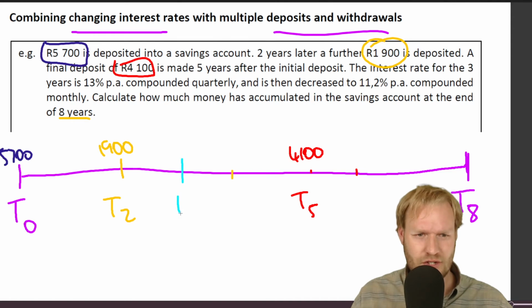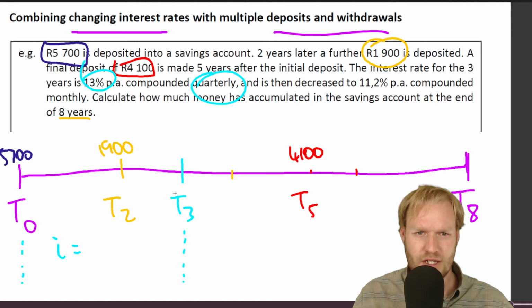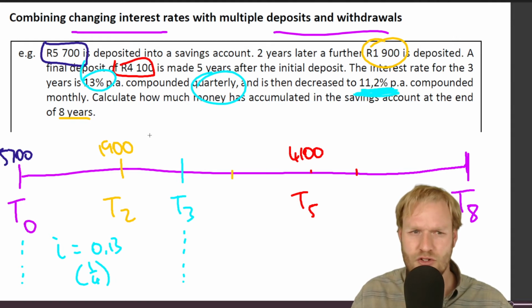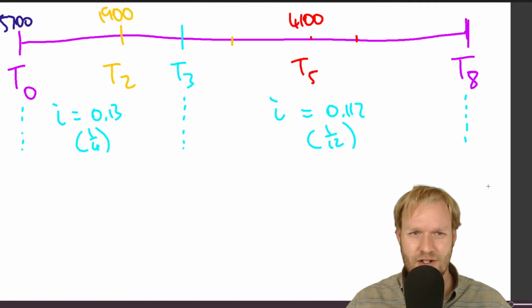So now with our interest rates, they seem to change along the way. i equals 13% per annum compounded quarterly. Okay, so 0,13, and that's quarterly. Then it's 11.2% compounded monthly. So now our interest rate is 0,112, and that happens monthly, so 12, and that happens all the way to the end. Okay, so there's our colorful timeline, and we're ready to go.